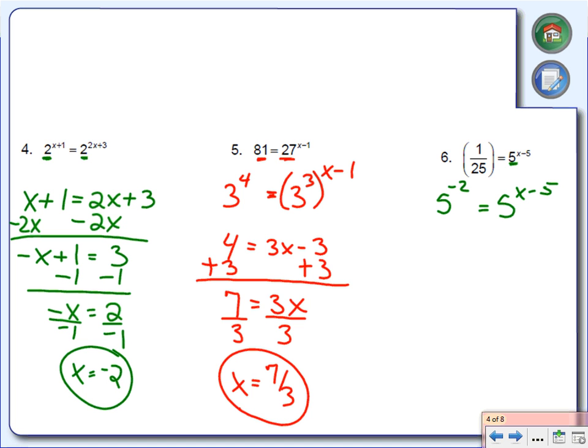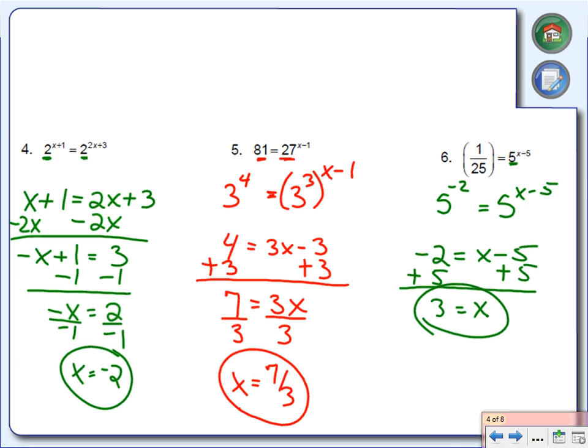All right, now that we have the same bases, all we got to do now is take the two exponents, set them equal to each other, and solve. That's an easy one. Let's come over here and add. All right. And what's the negative 2 plus 5? 3. Therefore, our solution here is 3.